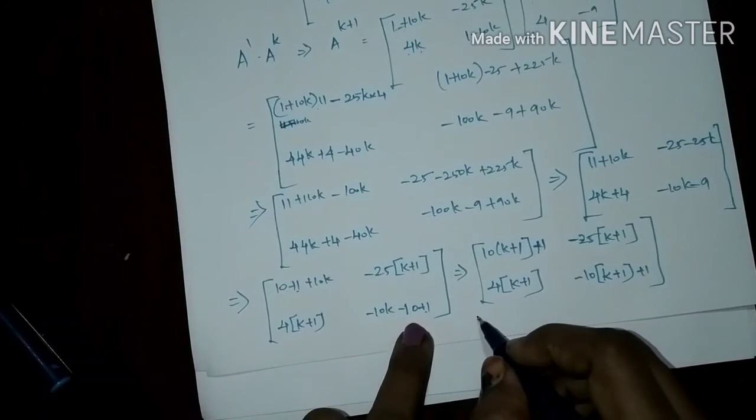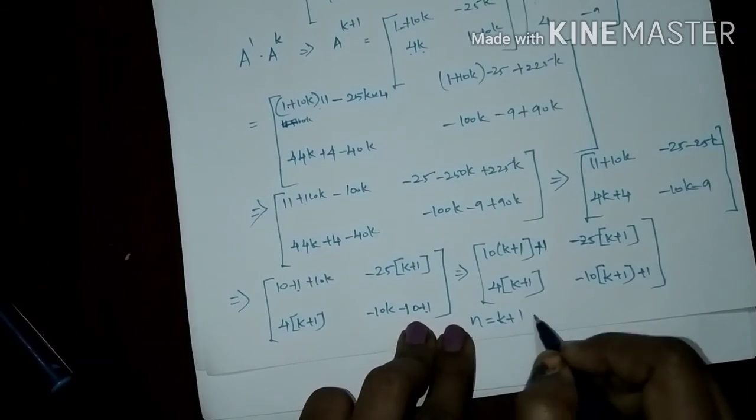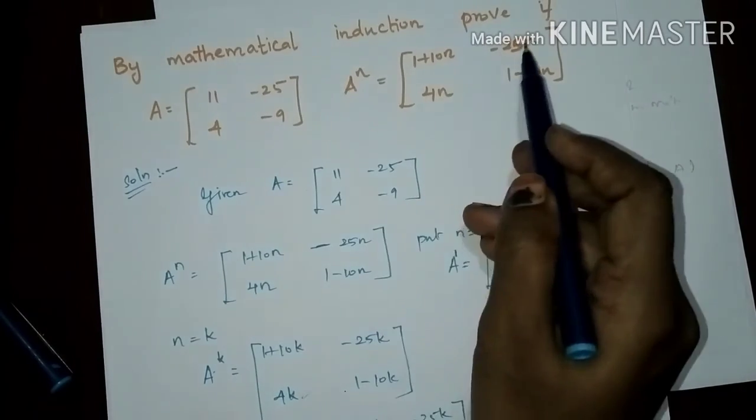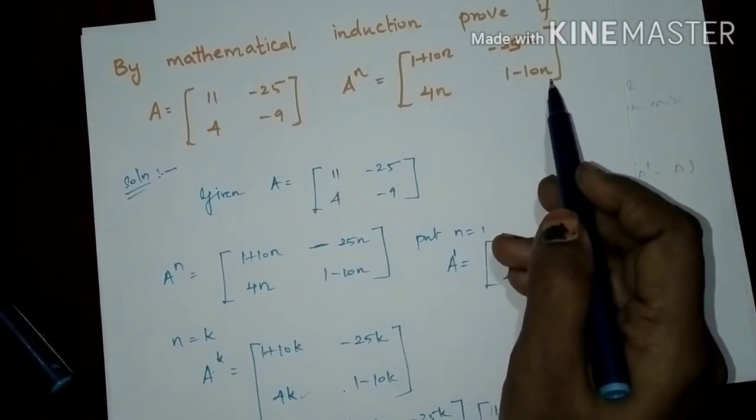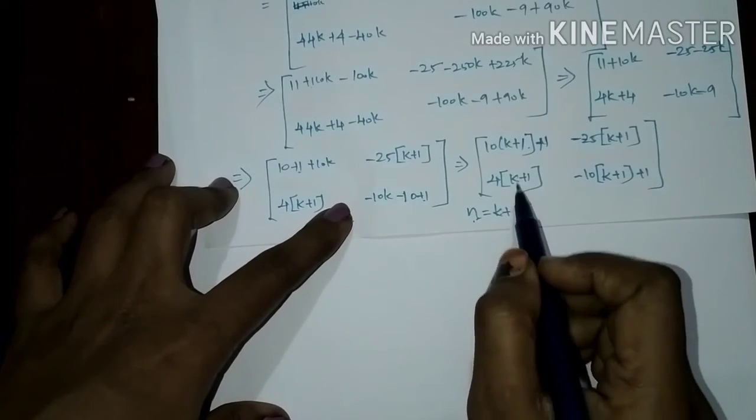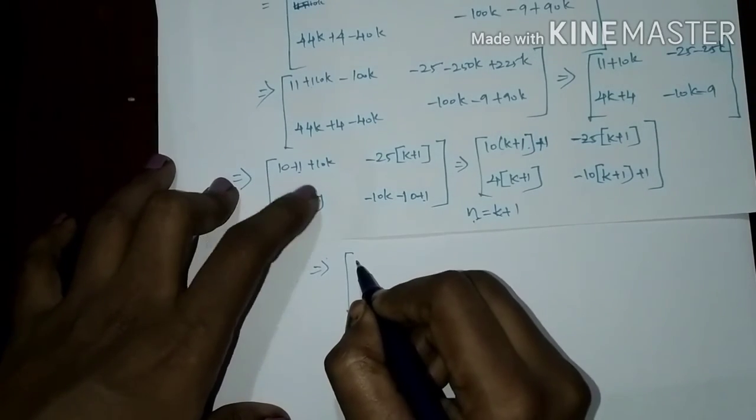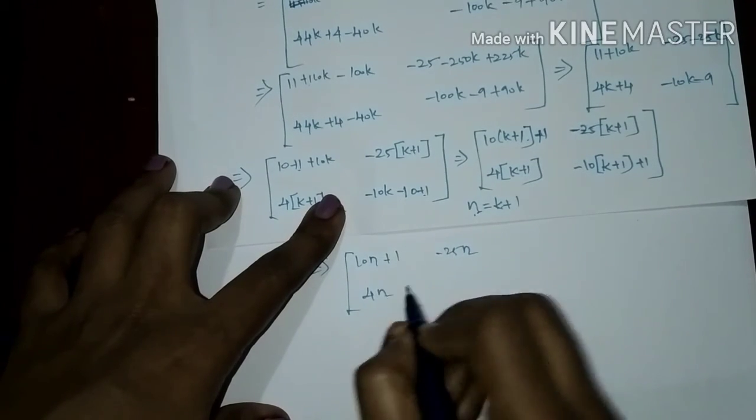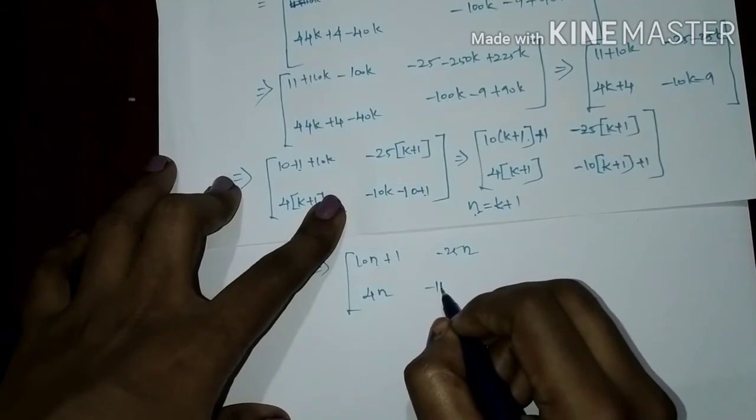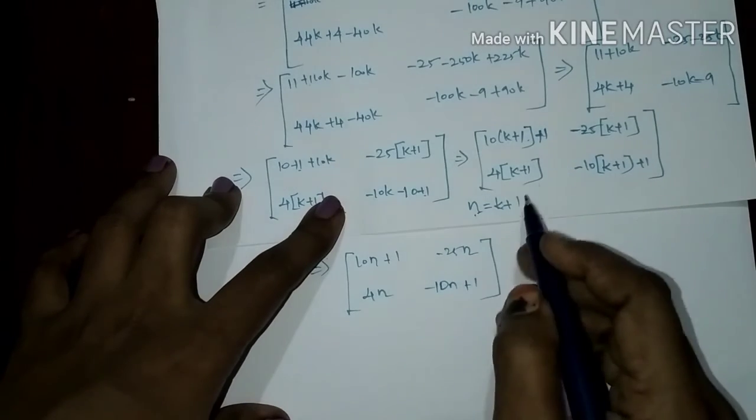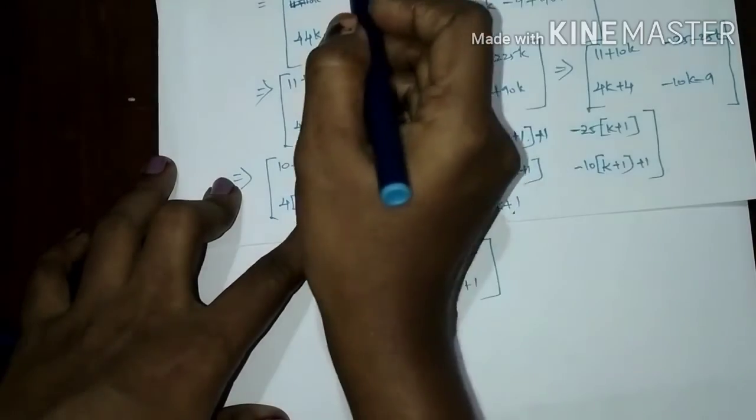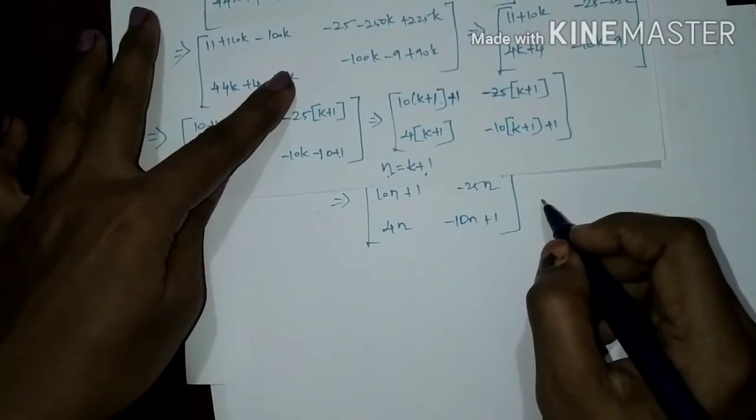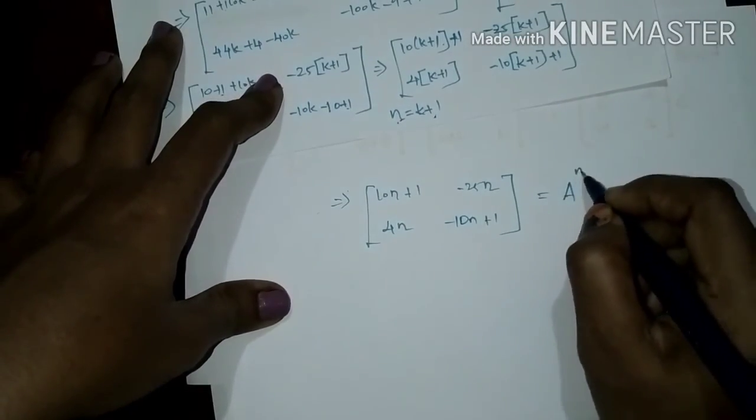If you represent n as k plus 1, we can prove A power n is 1 plus 10n, minus 25n, 4n and 1 minus 10n, right? If we put n equal to k plus 1, we get the matrix as 10n plus 1, minus 25n, 4n and minus 10n plus 1. If you put n equal to k plus 1, your LHS also we took as A power k plus 1. So this matrix can be proved as A power n.